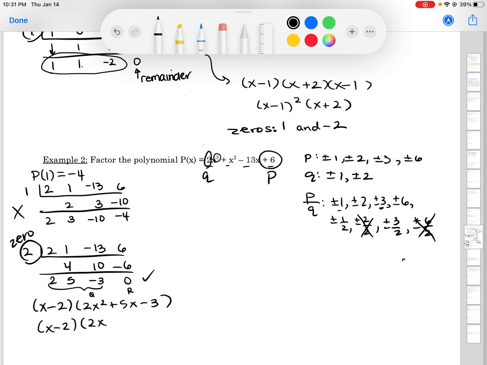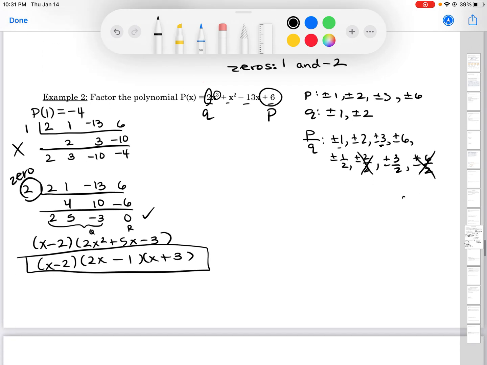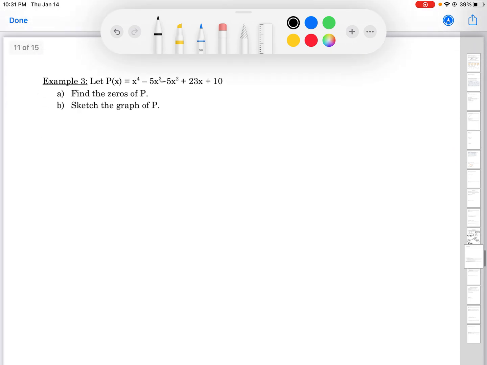That's going to be 2x and x. And for the 3, it's going to be a 1 and a 3, so we'll go with positive 6 and negative 1, and that should take care of it. So we are fully factored. If we needed to from here, we would be able to graph it. All right, let's take a look at our next one.